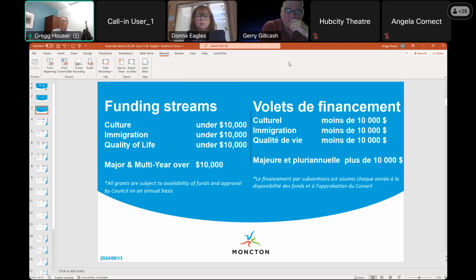Within the funding streams for the community grants, keep in mind these are the grants we offer, such as heritage grants. The main ones we talk about are cultural grants, immigration, quality of life, and the major multi-year grants. It'll be an approval by council on an annual basis based on the budget that's available.